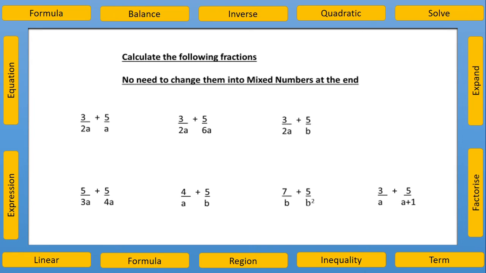Okay, so I'm going to allow you to attempt some of these using the methods we've already used. The first one, the lowest common multiple is just going to be 2a, and that's going to be your answer in the end. So I'll let you attempt those questions. Pause the video and try them, and then I'll come up with the answers.